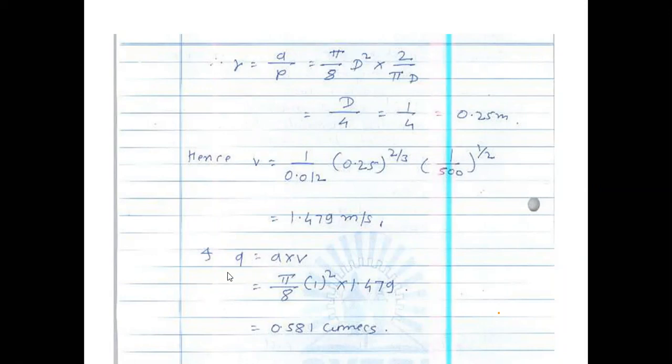Now Q is equal to A into V. That is the standard equation. What is the formula for A? A is equal to pi by 8 into d square. D is 1 meter and V we have calculated as 1.479. So from that you can find out the discharge. So both the questions are solved here. First is asked to determine the velocity and second is asked to determine the discharge. Discharge is 0.581 meter cube.